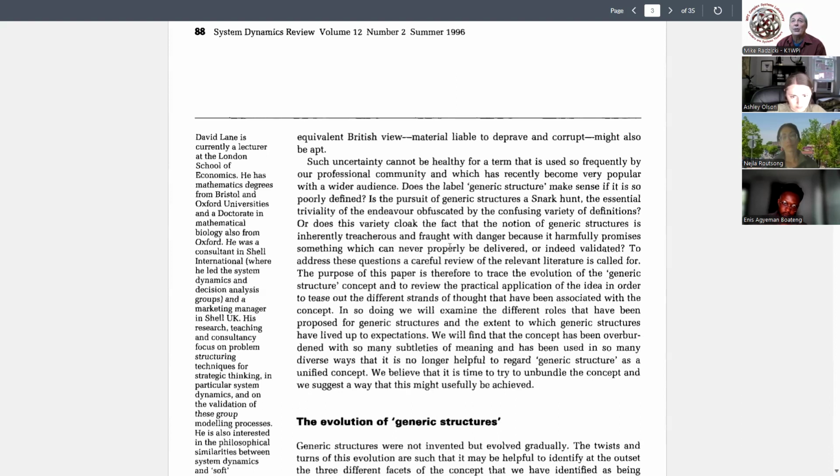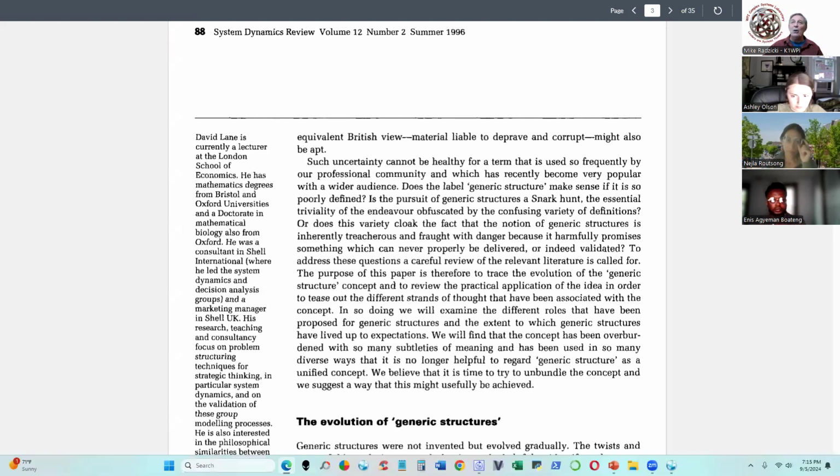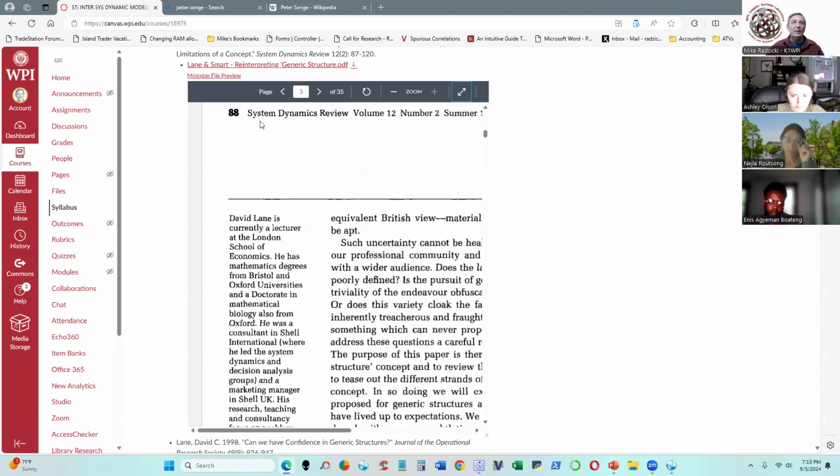Is the pursuit of generic structures a snark hunt, the essential triviality of the endeavor obfuscated by the confusing variety of definitions? Okay, so he's basically saying it's not good not to be able to precisely say what one of these things is, but like Sterman was saying, well, I know when I see one and they're useful. All right.